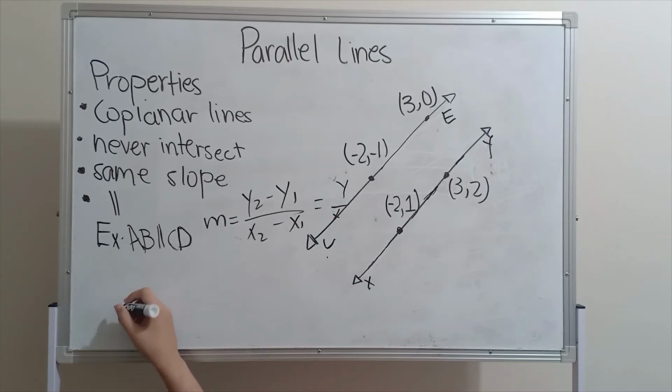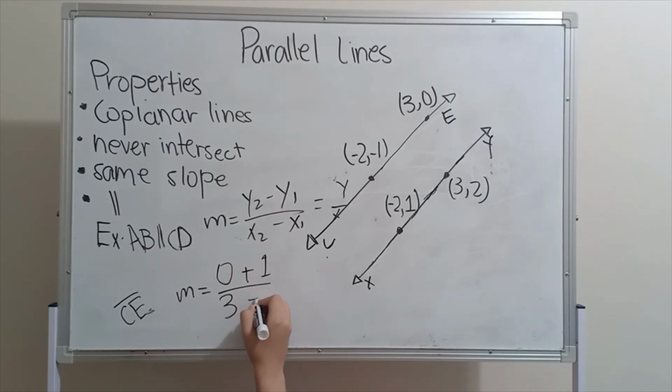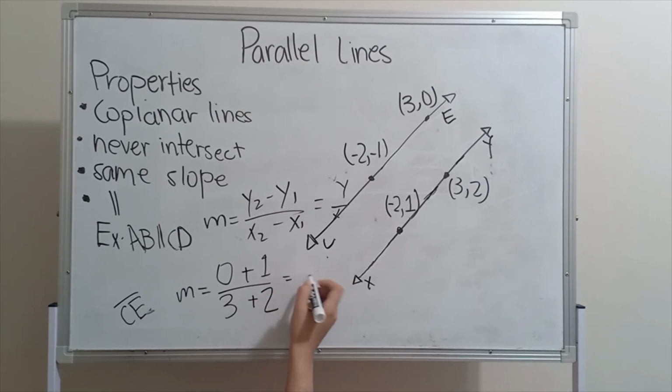So we're going to first find the slope of line CE, which is going to be 0 plus 1 over 3 plus 2, which is going to give us 1 over 5. The rise is 1, and the run is 5. Then we have the next line.